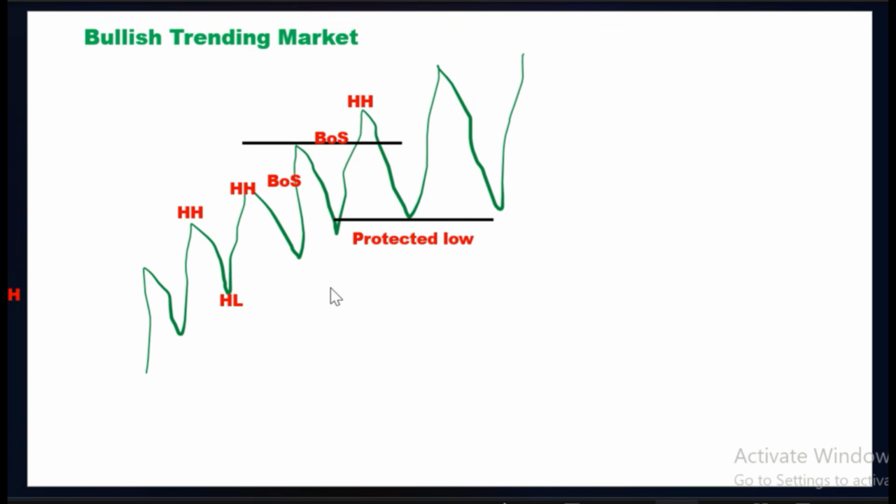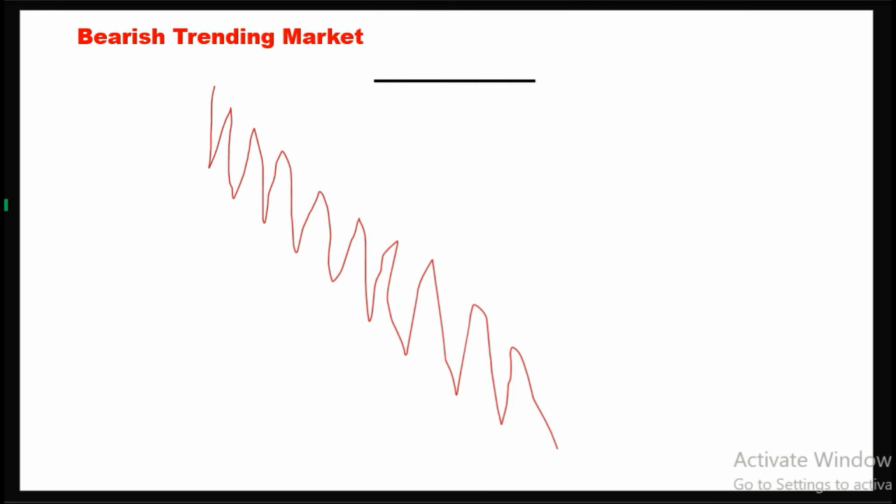So that is that for a bullish trend. So now we're going to consider the bearish trend, but the bearish trend is just the direct opposite of the bullish trend. This is a bearish trending market, right?